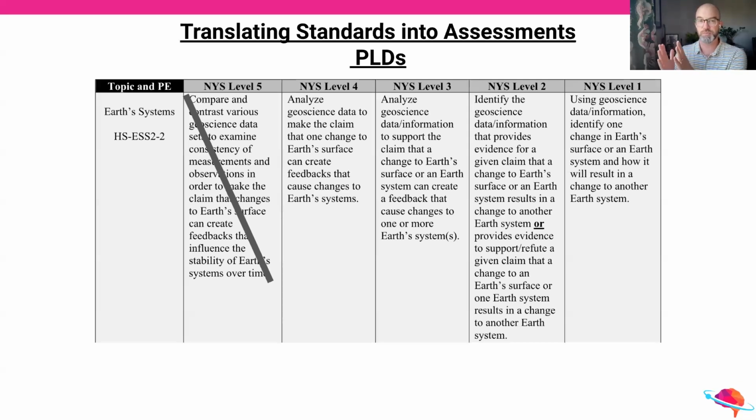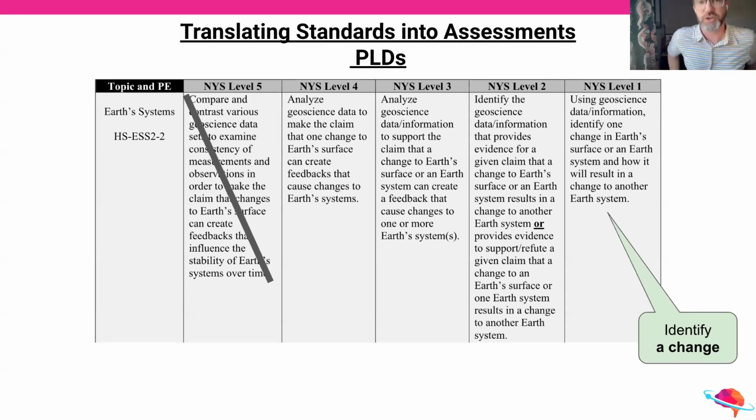We want them to progress slowly from understanding things to being able to make sense of novel phenomena. So I'm not going to read out all these different levels, but I'm going to give you some summary statements on levels 1, 2, 3, and 4. The level 1 question asks students to use geoscience data or information and identify one change in Earth's surface or an Earth system and how it will result in a change to another Earth system. So they just need to identify a change.